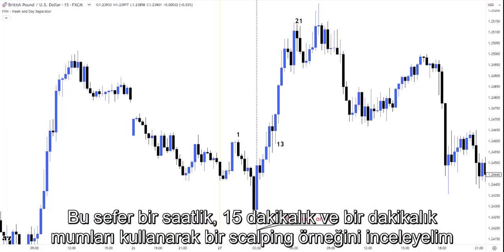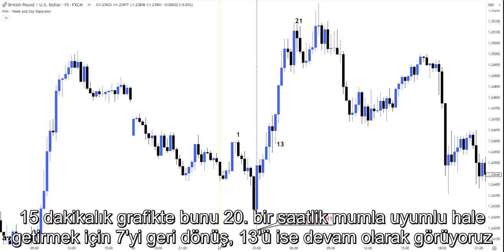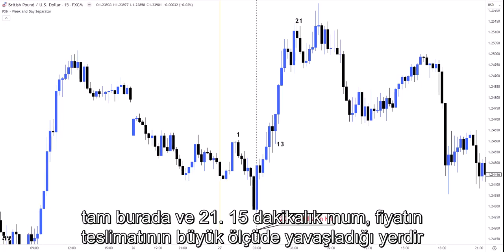Let's review a scalping example, this time using 1 hour, 15-minute, and 1-minute candles. There's a perfect reversal on 20th 1-hour candle. And you know what to do next, Neo. We count from the highs on 15-minute chart to align this with 20th 1-hour candle. We've got 7 as reversal and 13 as continuation right here. And 21st 15-minute candle is where price delivery slowed down drastically.